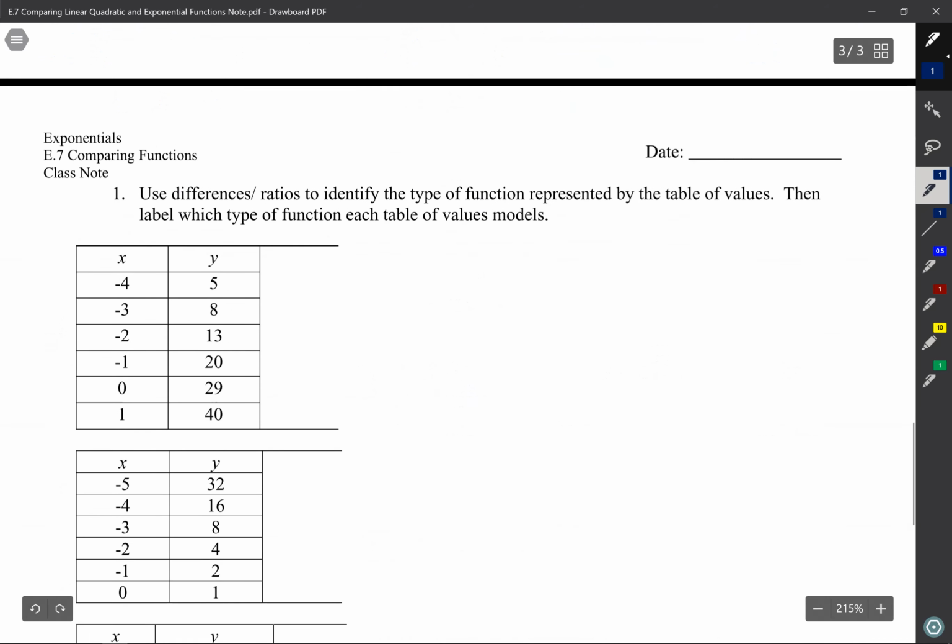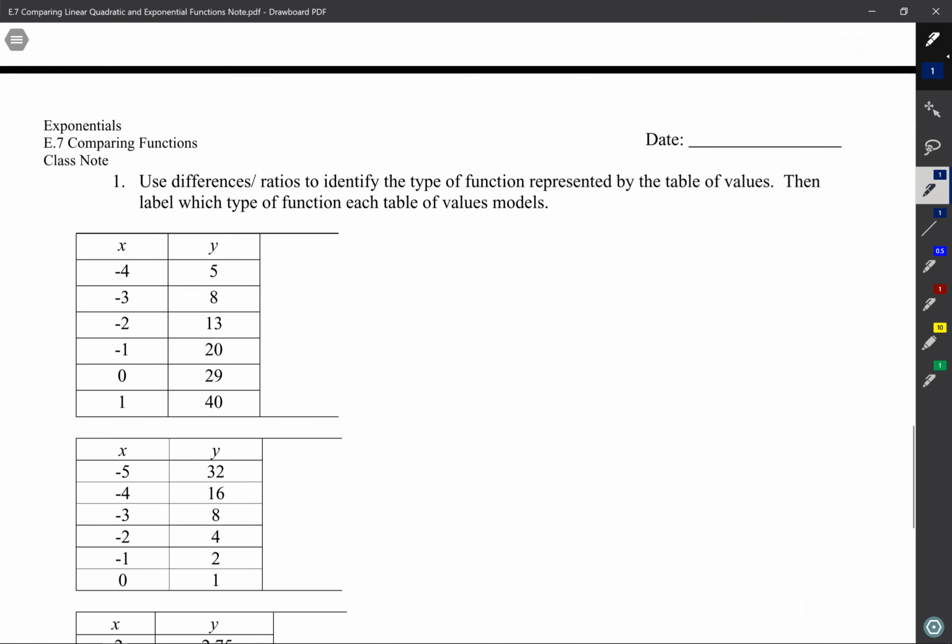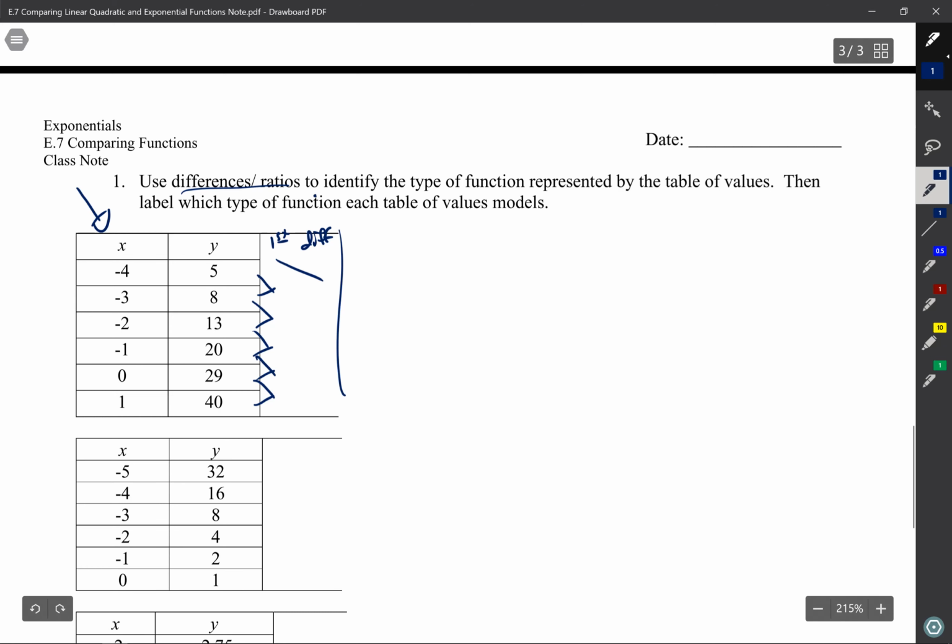Now, I would like you to continue on here. You have a few tables of values. I'd like you to use your differences, use your ratios to find out whether these tables of values represent a linear function, a quadratic function, an exponential, or none of the above. So when you're setting these up, the first thing you want to do is write in your first differences. You don't calculate the first one, and then you calculate them right here. If your first differences are not equal, then we move on.